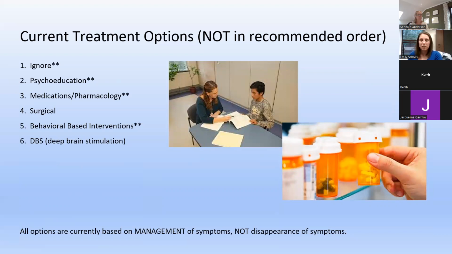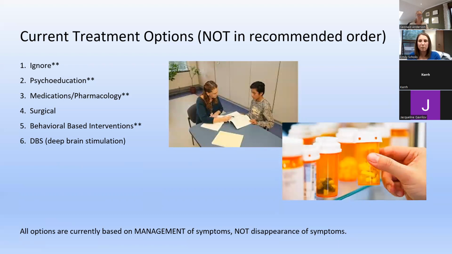Okay, so some current treatment options. These are not in recommended order. These are just options that are out there. Sometimes ignoring the tics is appropriate, and we'll talk a little bit more about that later. Some psychoeducation, just letting patients, parents, and families know what's going on is really helpful, giving them some of that history on genetics, on what's happening in the brain, things that they just might want to know about. It can be really helpful just to get them started if they're interested, not sure if they want to do more, and even just for their own information if they don't want to do more.